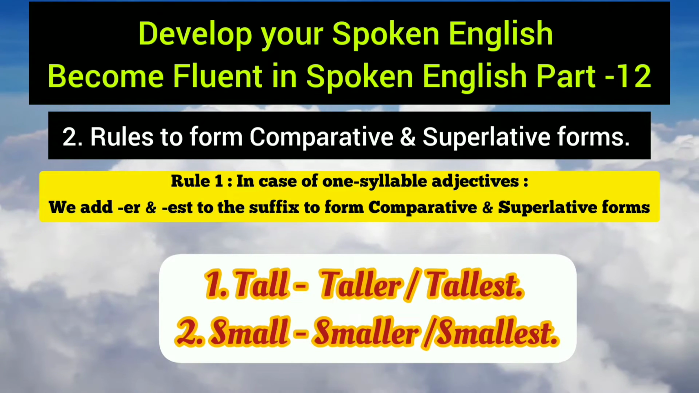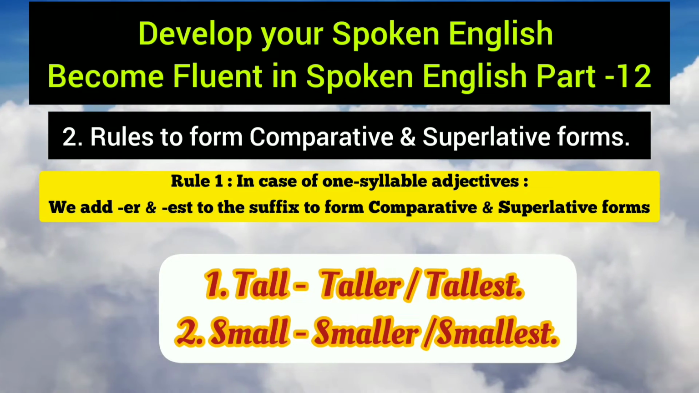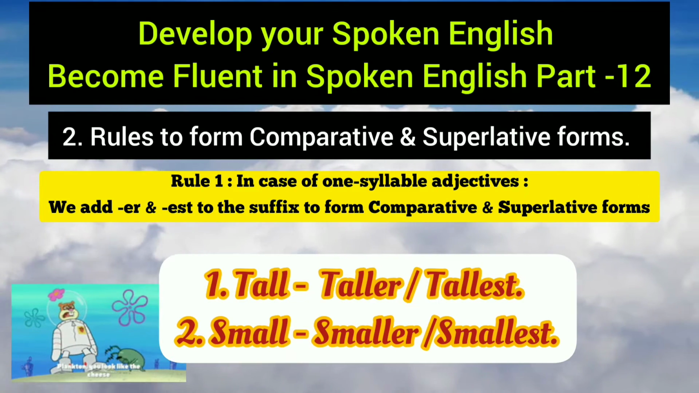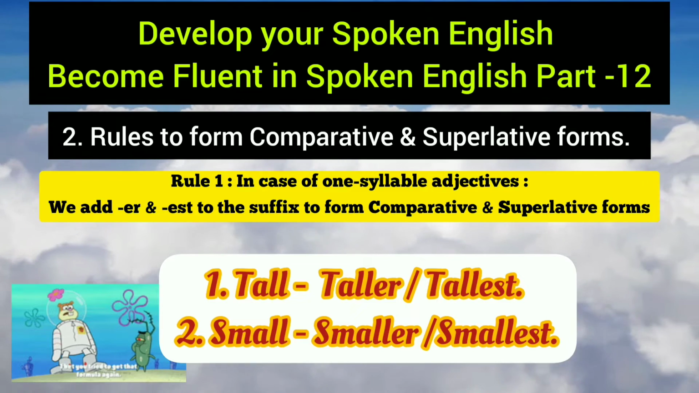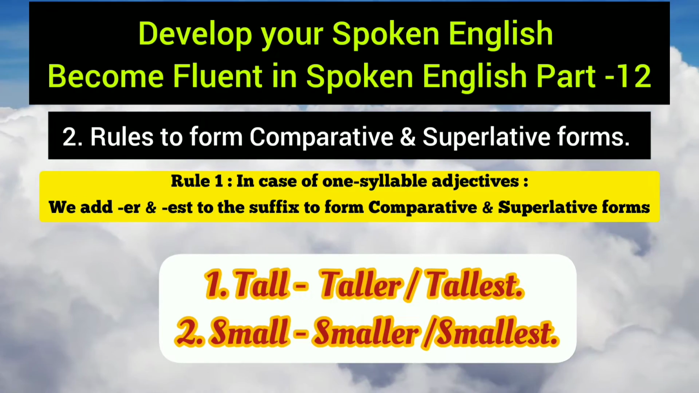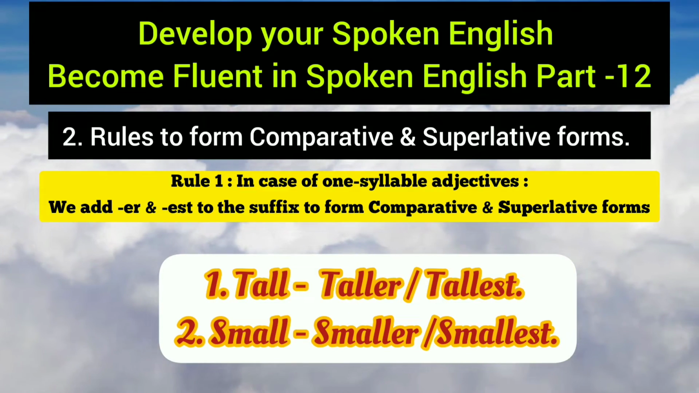So let's see another example, that is small. So the comparative form is smaller. Same way I'm forming comparative by adding er, and superlative is smallest. I'm adding est because it's a one syllable adjective. Okay, that's the first rule.